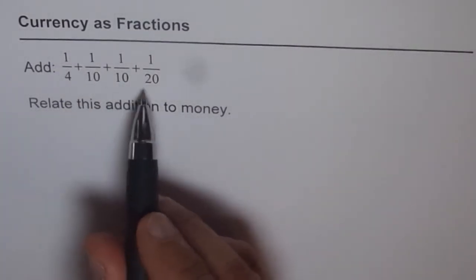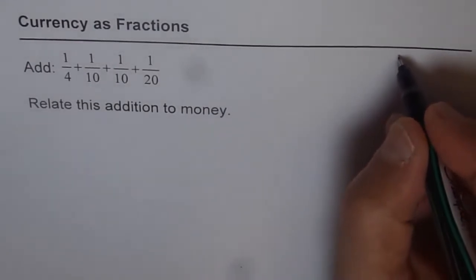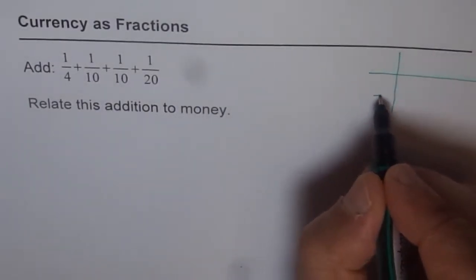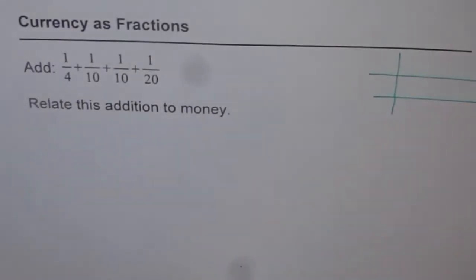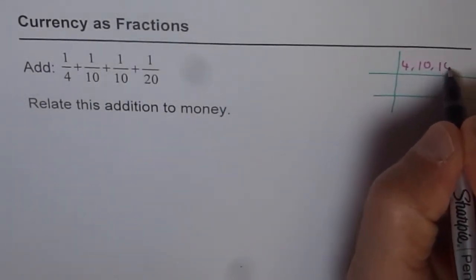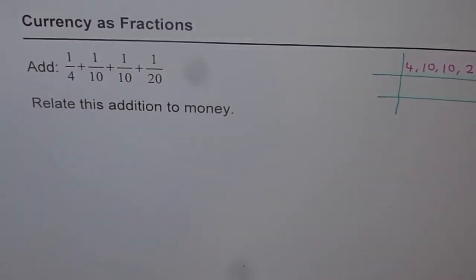So what is the common denominator of these numbers? How do you find that? Least common denominator. We could use the multiple repeated division process, right? So let's do that repeated division process and figure out what the common denominator is between these numbers. The numbers given to us are 4, 10, 10 and 20. We could have written just 10 once, right? There was no need of writing 10 twice.